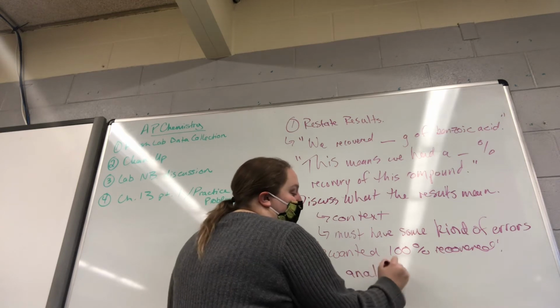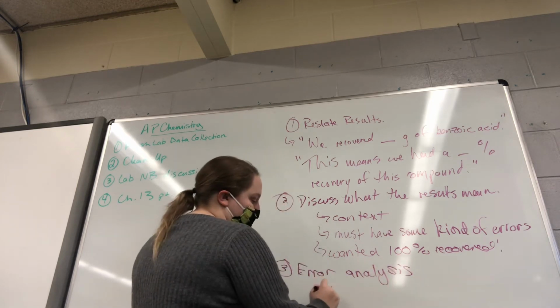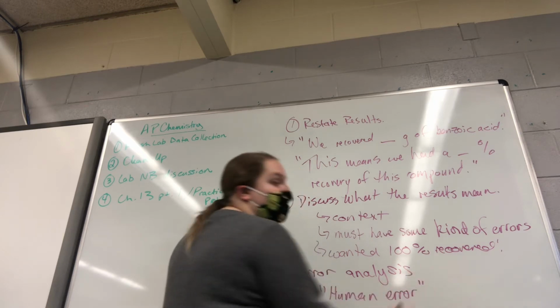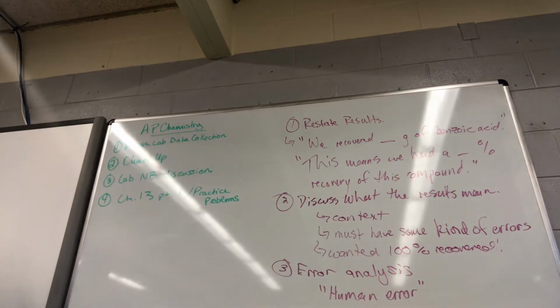One thing I never want to see: human error. This tells me nothing. This tells me humans were involved, which I already knew, okay? I want specifics. I want very specific errors. When you talk about human error, you talk about an experiment. In this type of experiment, where are some of the errors going to come from?